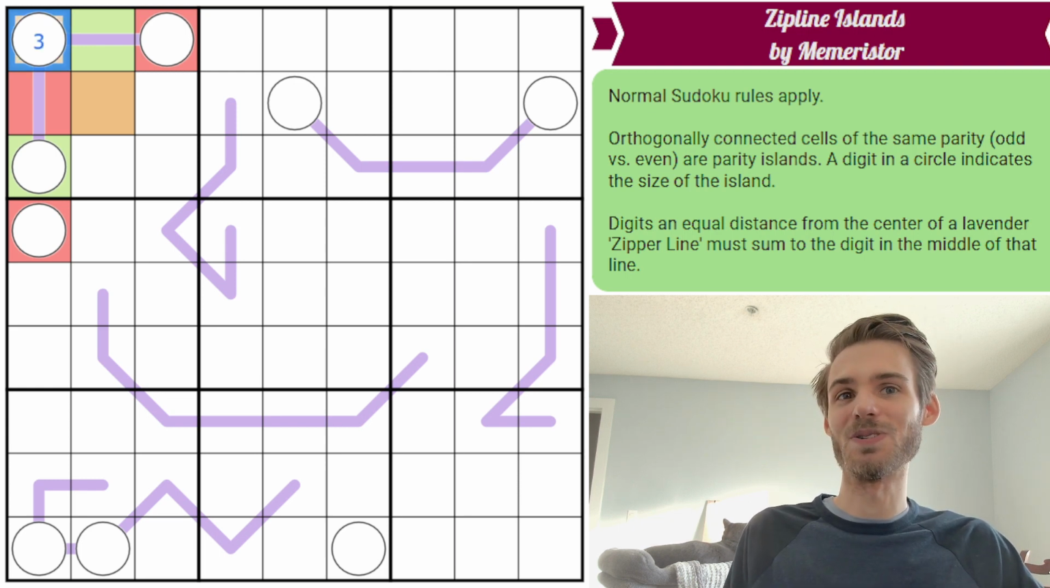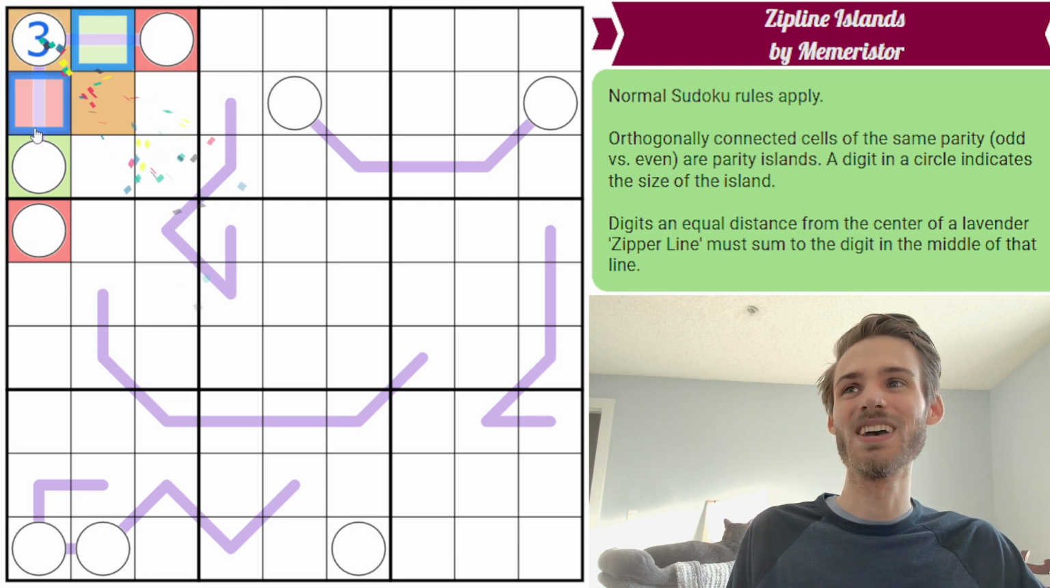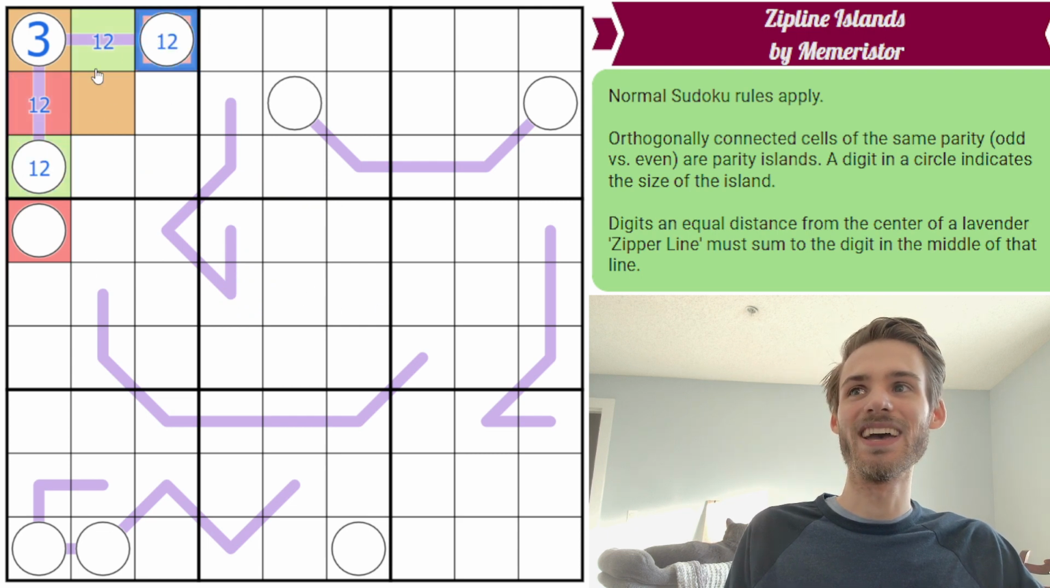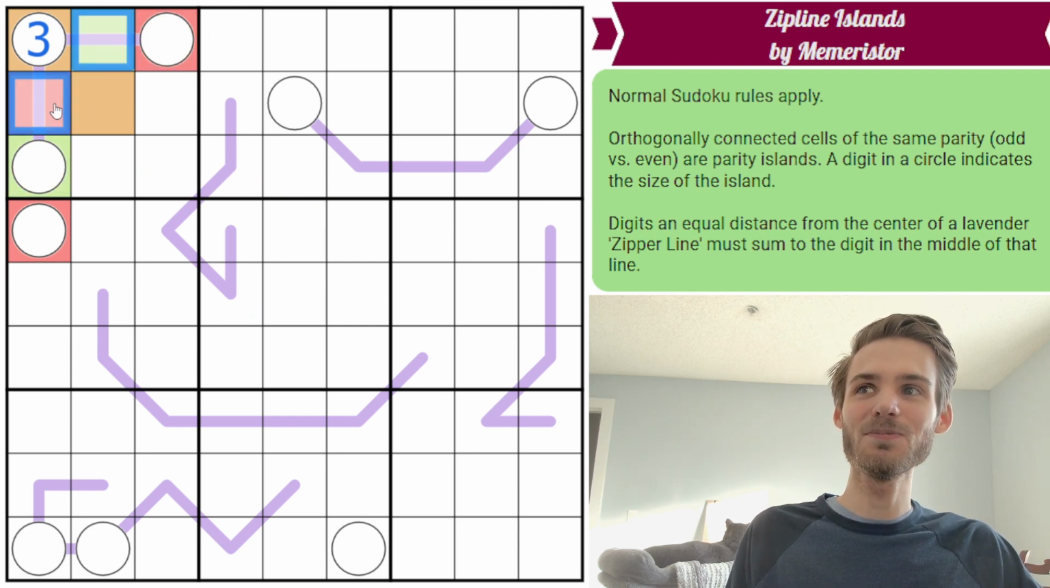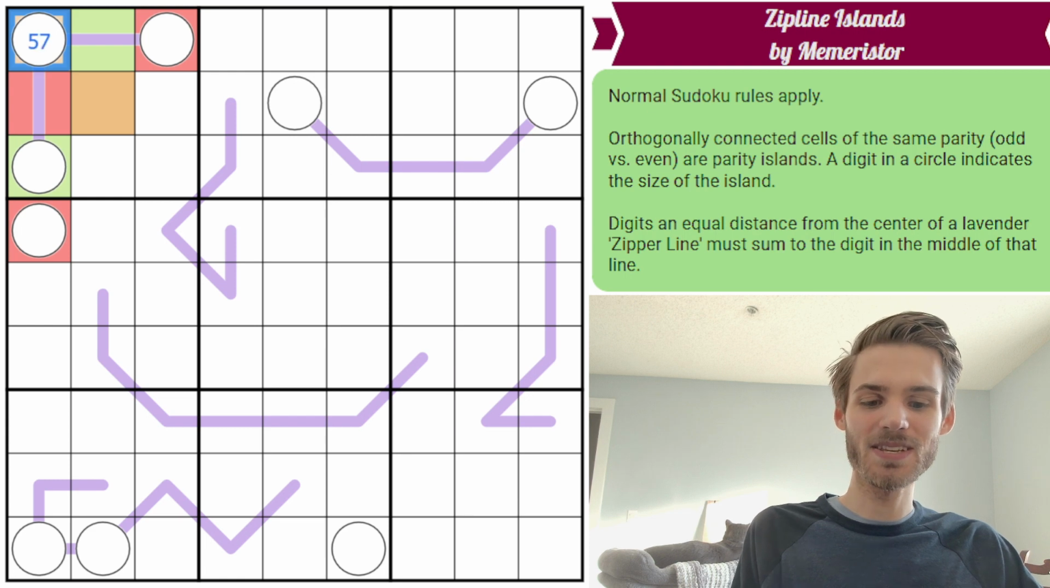Because if this was a 3, that's what I need to talk about. If this was a 3, woohoo! Then this would be a 1, 2, and this would be a 1, 2, and I don't think that's the case. So this has to be 5, 7, or 9, of course.